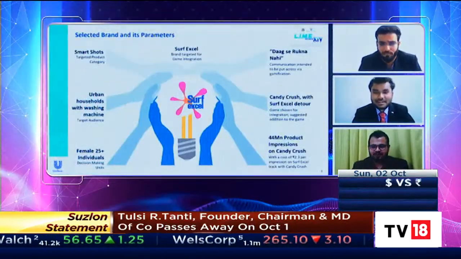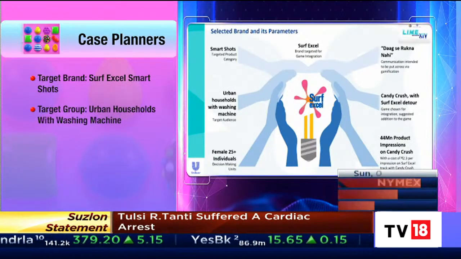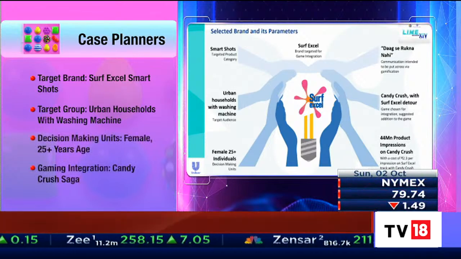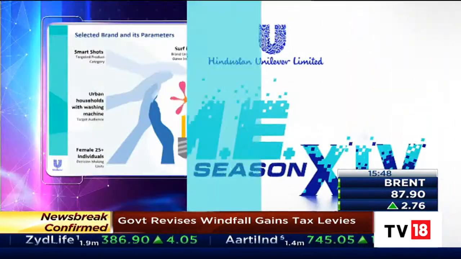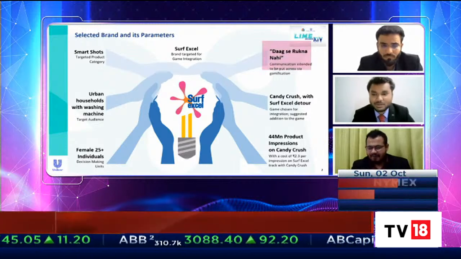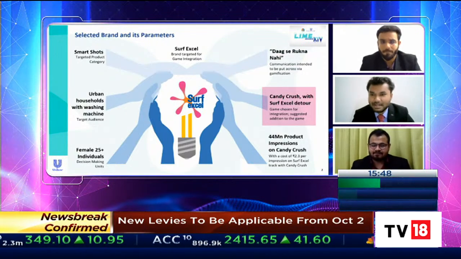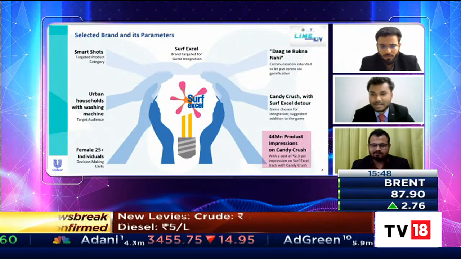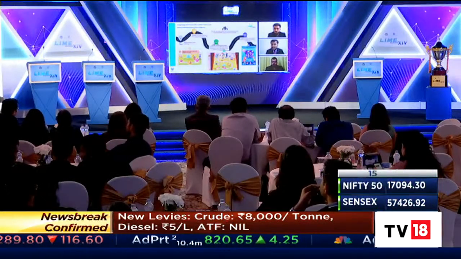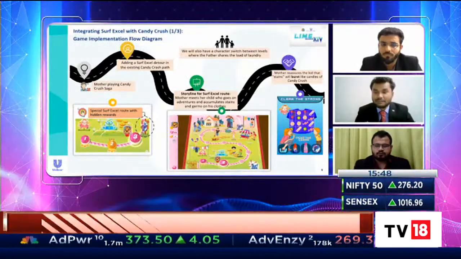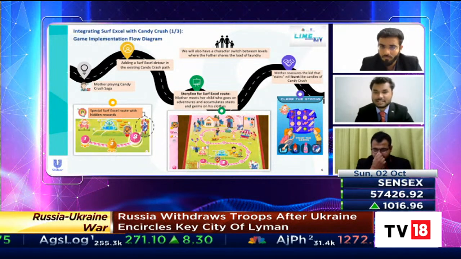Good evening, everyone. We are here to present our campaign for brand Surf Excel and specifically Surf Smart Shots. The target audience we selected is urban households with washing machines, and we found that the decision-making units are homemakers above the age of 25. The communication we want to put forward is Daag Se Rukna Nahi. We have selected Candy Crush Saga as our game to integrate this campaign, and we estimate around 44 million impressions. For the gaming integration, we added a detour to the existing line. We want to be as non-intrusive as possible so that people can select if they want to go into this Surf Excel route.